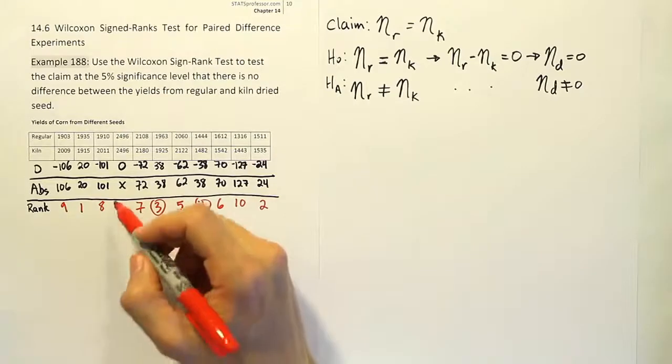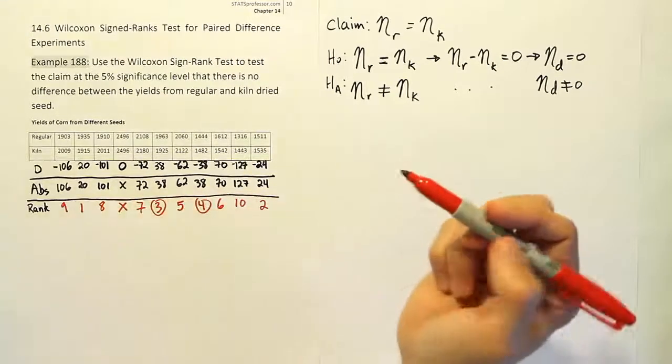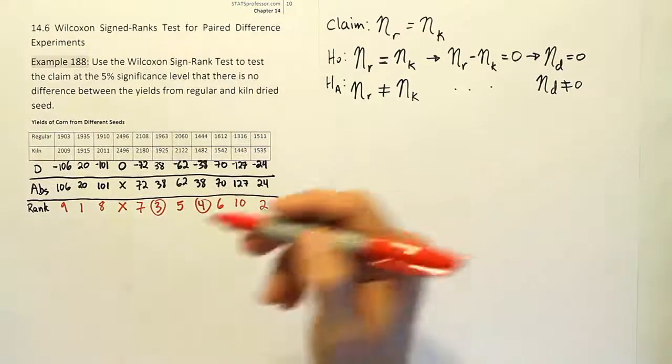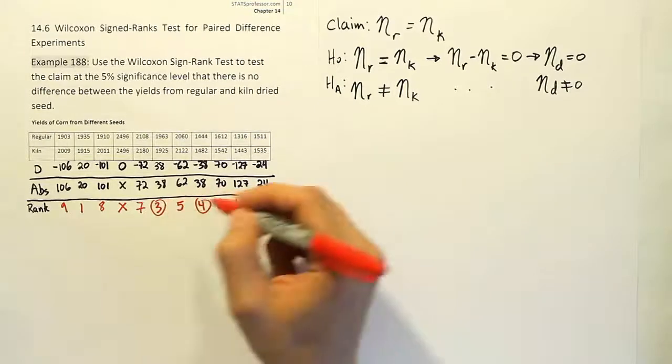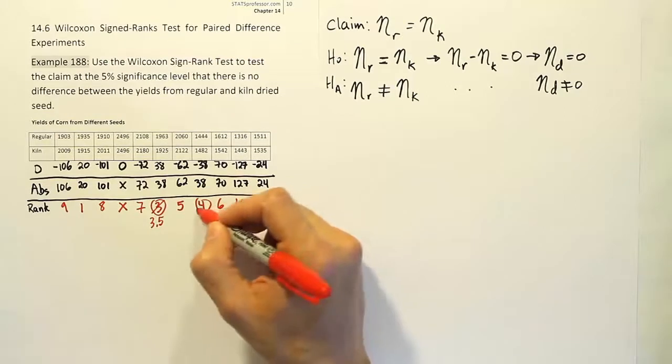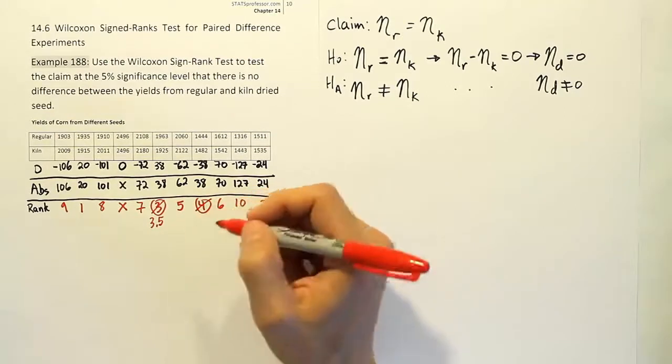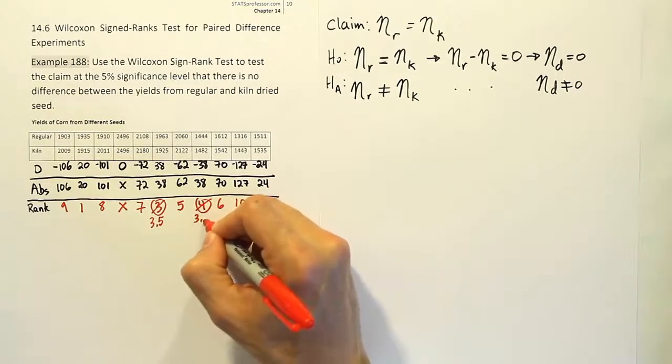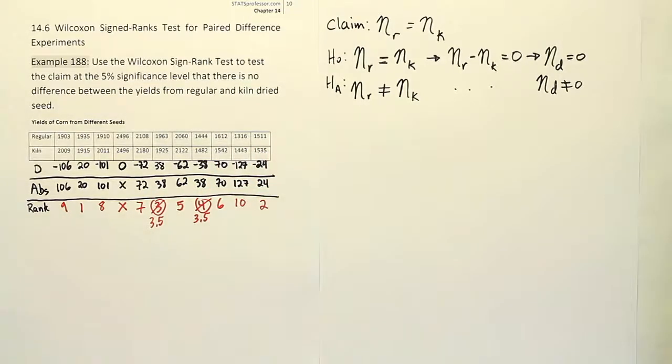And this, remember, is discarded, so I'm going to cross that out again just to make sure that that's not used. Now remember, these are provisionally 3 and 4, but I'm going to change them now to 3.5 each, the average of 3 plus 4 divided by 2, which is 3.5. So I'm going to change those two to 3.5. Now I have a ranking for every value.